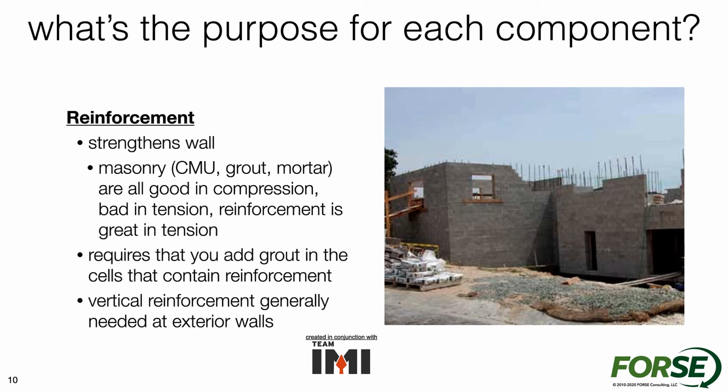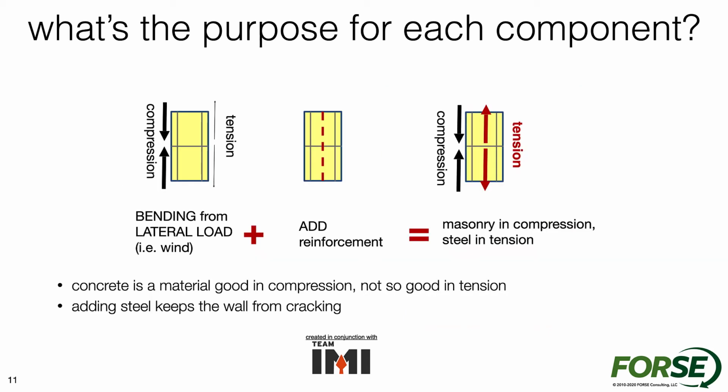So reinforcement is needed to increase the overall bending moment capacity of the wall. Here you can see a quick illustration. Within the bending of the wall, we have a lot of compression capacity, very little tensile capacity within the masonry elements. So when we add reinforcement, that's when we can balance out that compression and tension to develop a high overall moment capacity.